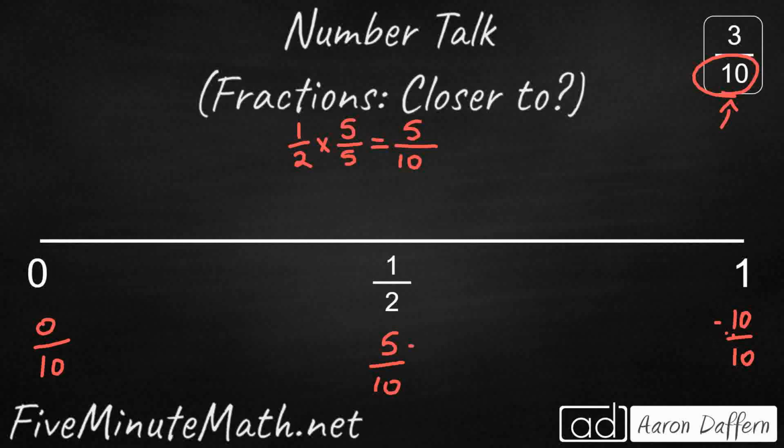So I know my 3/10 is not going to be closest to 1. It's going to be somewhere in between 0 and 5/10. And it looks like it's going to be maybe right around there. So I'm thinking it's closer to 1/2, but how can I know for sure? Because it's kind of close to 0 as well.